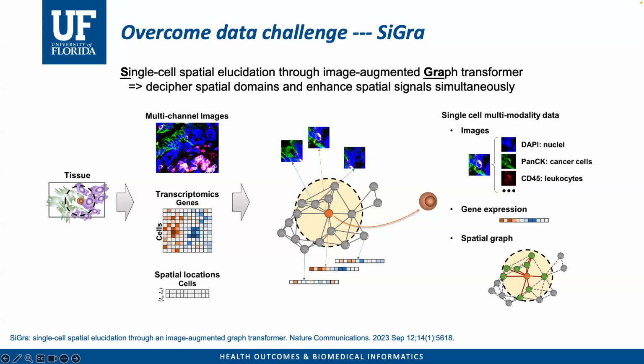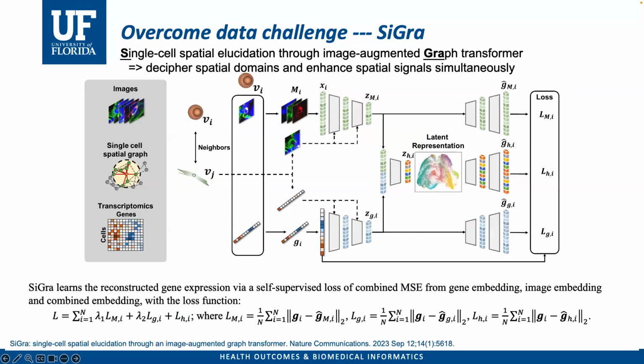On top of that, we have the model architecture. We have the image-based graph transformer and the gene expression-based graph transformer, and we get the gene embedding and the image embedding. We also concatenate these two embeddings into a hybrid embedding. Then we have decoders that reconstruct the gene expression from these three embeddings through the MSE loss, as shown here.